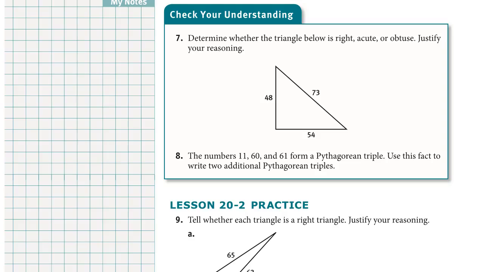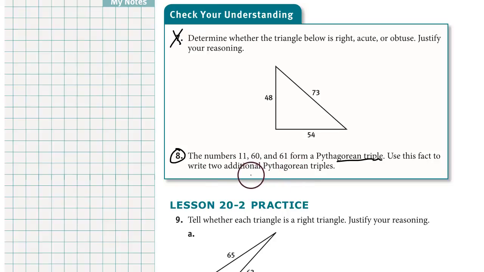Next, let's go to the check your understanding. We're going to skip number 7 because we just did some samples, but do number 8. The numbers 11, 60, and 61 are a Pythagorean triple. If you use these as the A, the B, and the C, it works. Use this fact to find 2 additional Pythagorean triples.